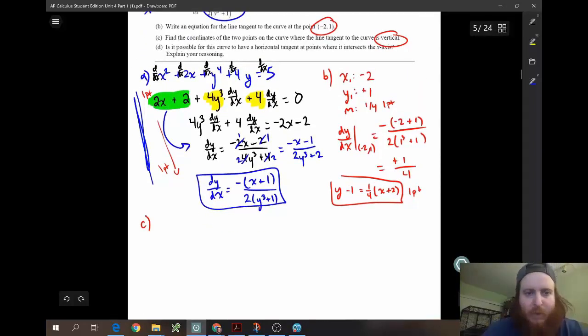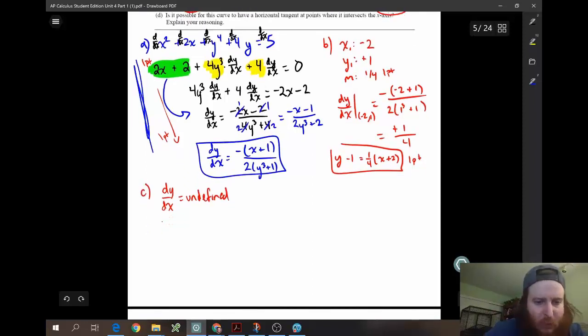So on C, find the coordinates of the 2 points. Coordinates means the x and the y, where the line tangent to the curve is vertical. Now, where do we get a vertical tangent? It's when the denominator of the slope is 0. But you probably want to write this. You want to write dy/dx equals undefined. That might be something really good to write. That might be worth a point.